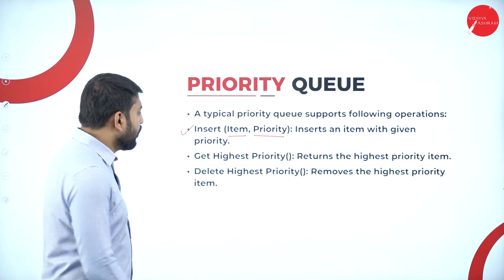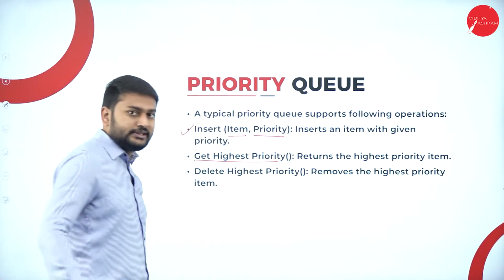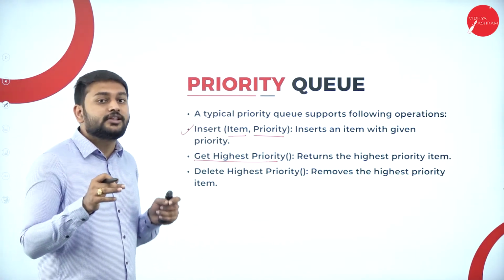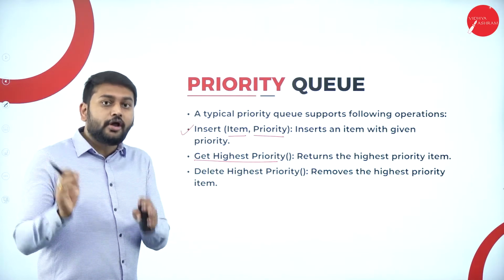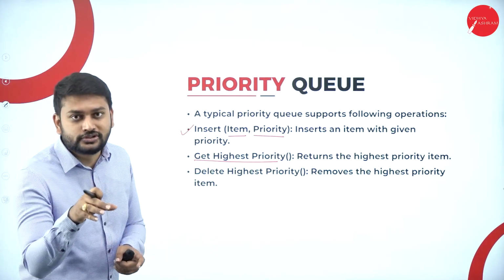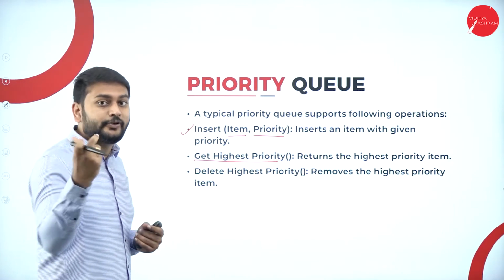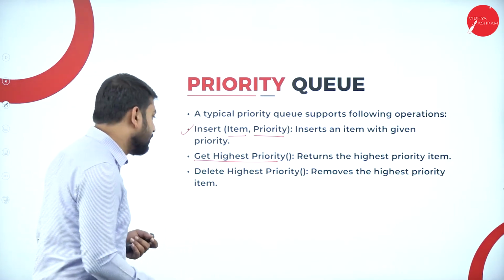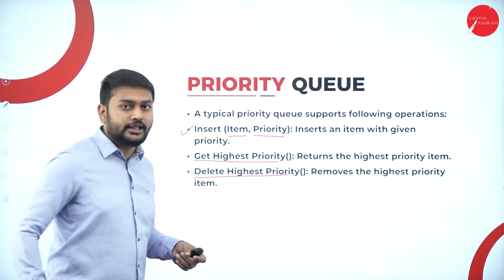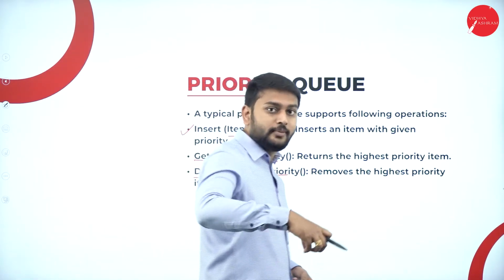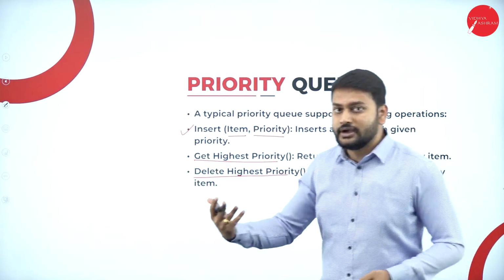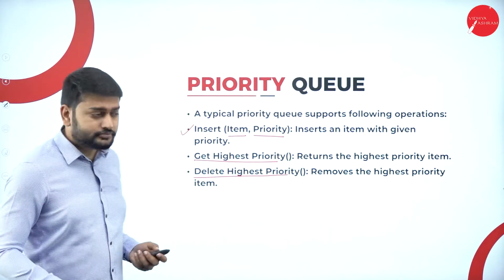And then I can perform one more operation, that is get the priority. Get the priority will give you the priority of that particular item. So this function will help me to get the priority. That's one thing you need to remember. And then delete the highest priority. It will help me to remove an element which has got the highest priority. That's what you need to remember here.